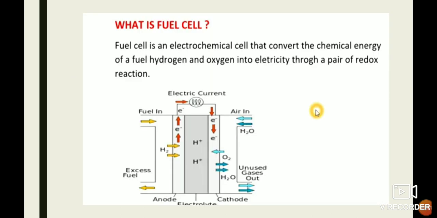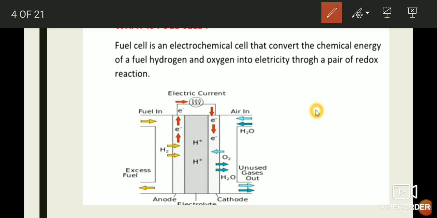Firstly, what is a fuel cell? A fuel cell is an electrochemical cell that converts the chemical energy of fuel, hydrogen and oxygen, into electricity through a pair of redox reactions. Then, diagrammatically, this is the construction and working of a fuel cell diagram. Firstly, fuel cells are a part or branch of electrochemistry.